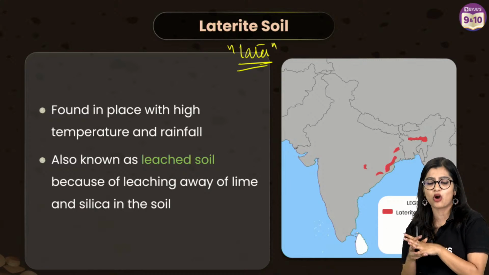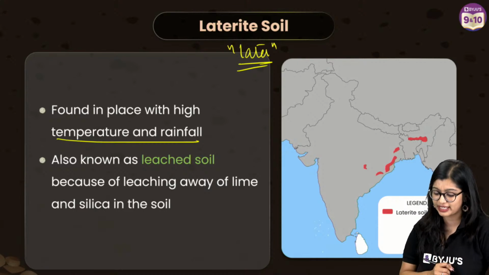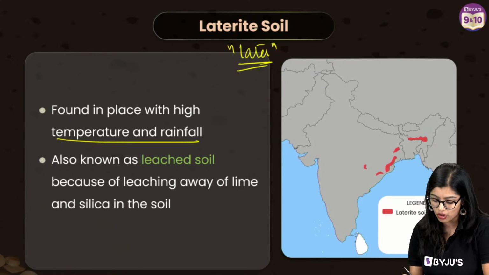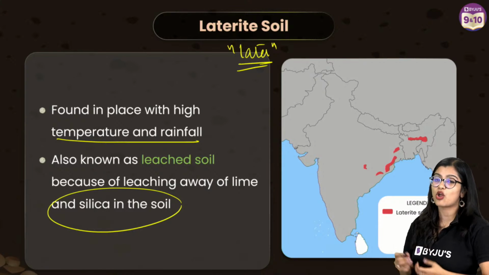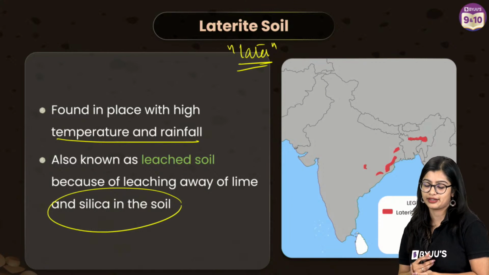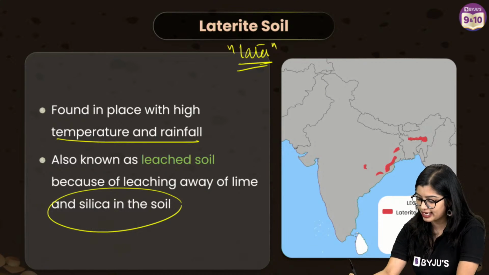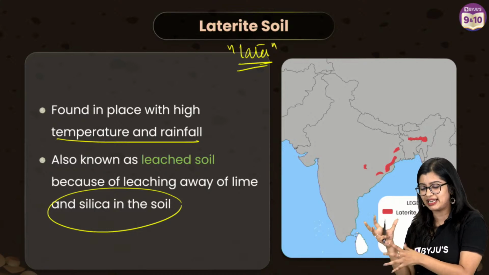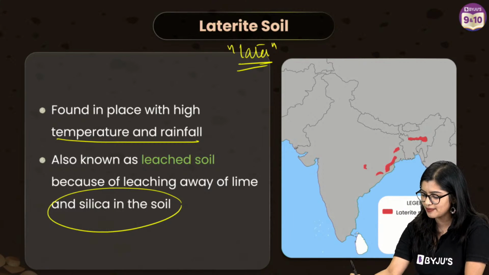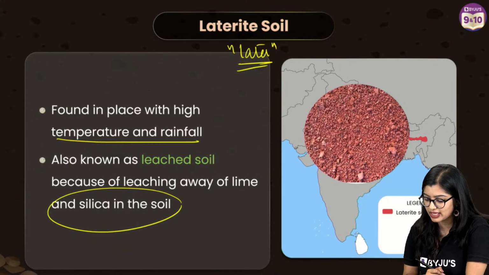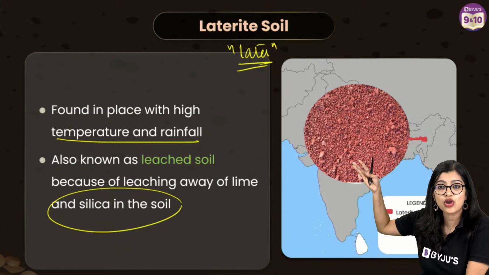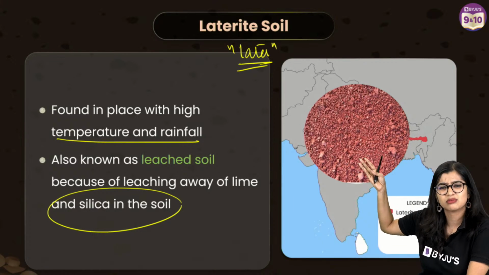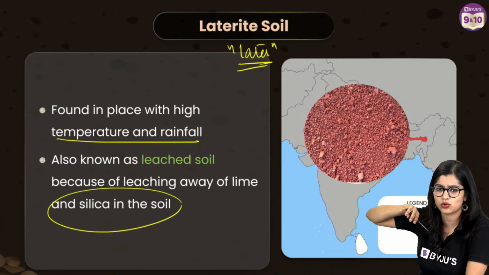It keeps acting on it, and because it's found in regions where there is high temperature and rainfall, as a result there's a lot of lime and silica in it, right? Which is why laterite soil is a little bit acidic in nature, and they look something like this. So this is how laterite soil looks, which is quite different from your red and yellow soil.